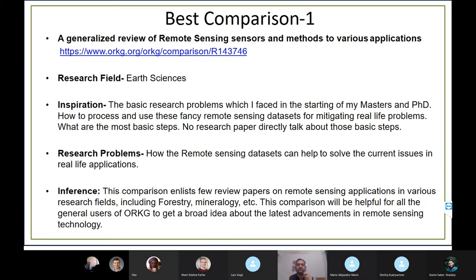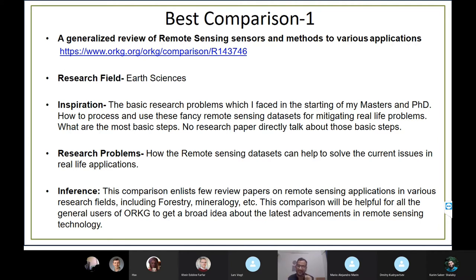Actually, during my master's and PhD, I faced various basic research problems. These remote sensing data sets are very fancy and beautiful, but processing them to get some real-world result is very difficult, especially when you are from a different background and jumping into remote sensing. Then it is really difficult.